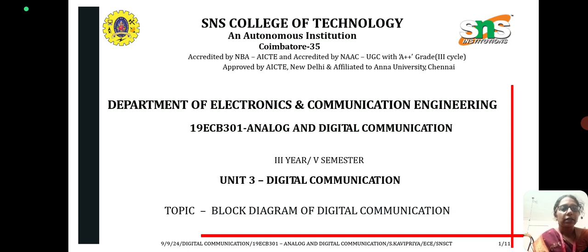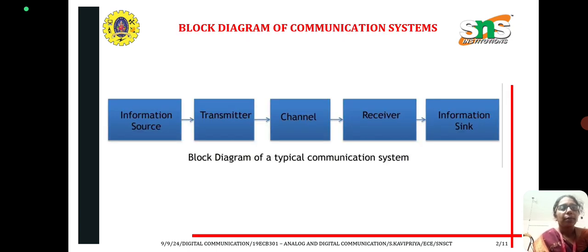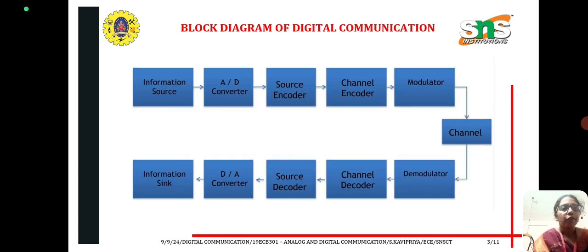Today I am going to present a topic, block diagram of digital communication. So this is a block diagram of a communication system, a general typical communication system. We'll be having a source and a sink, and a transmitter and receiver. The transmitter and source are at one end, and the receiver and the information sink at the other end. Data will be transmitted from transmitter to receiver through the channel. The source is a person who sends data and the sink is a person who receives data.